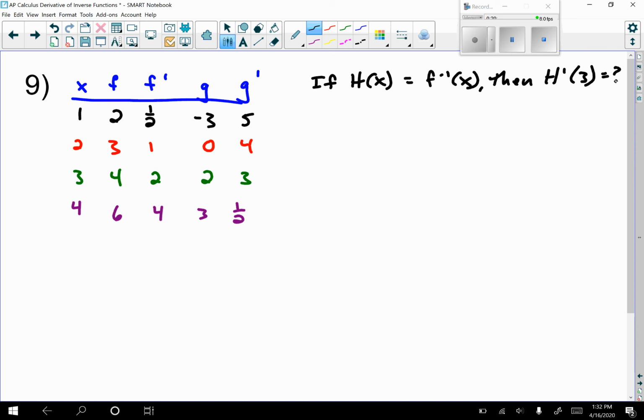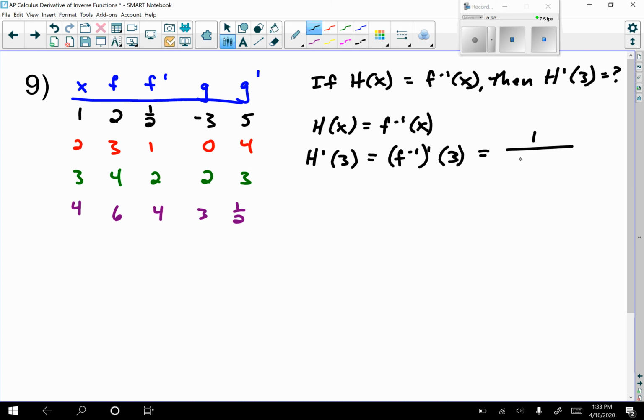So again, we're going to start with just this statement again. Well, if h of x is equal to the inverse of f of x, then h prime of 3 is going to equal the derivative of the inverse of f of 3. And then we know this is going to equal 1 over f prime of the inverse of f of 3. So that's our step 1.